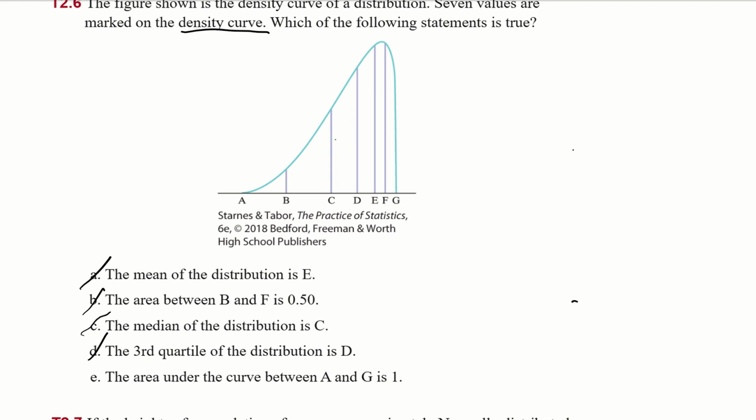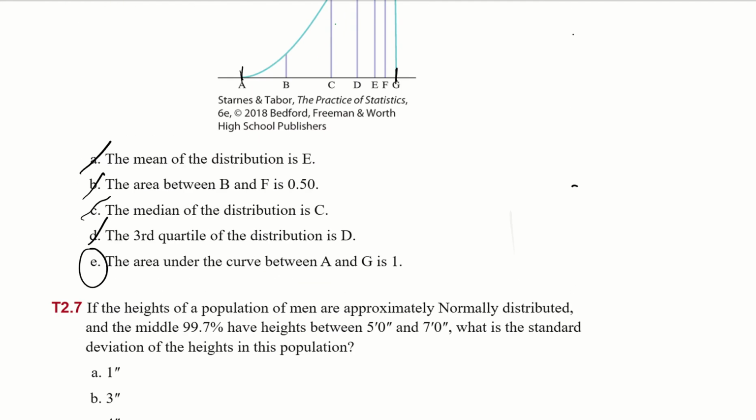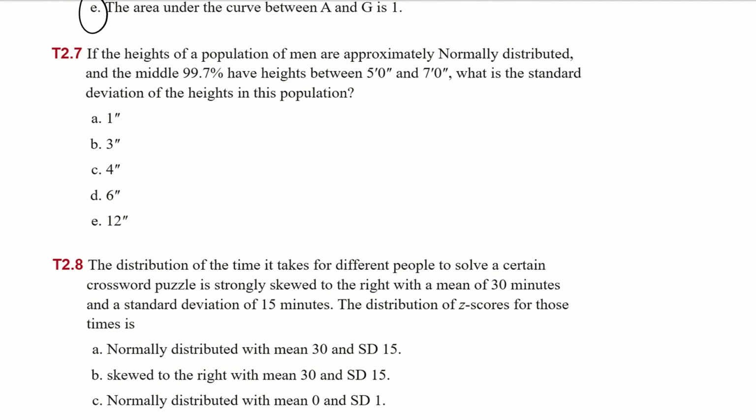So definitely not. The area under the curve between A and G is 1. Yes. A and G has to be 1 because it's a probability, it's a density curve, okay? So I wanted to explain the other ones to kind of show you why they're not true, and E is definitely true. All right, so 2.7.